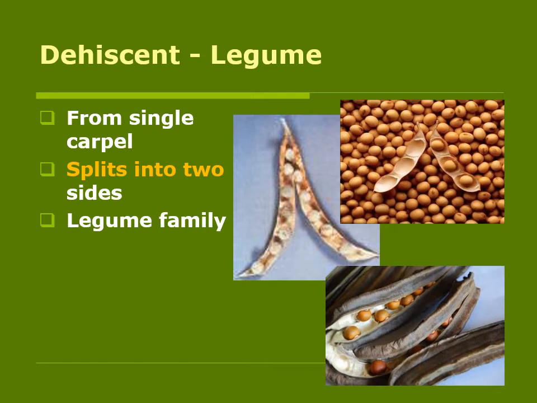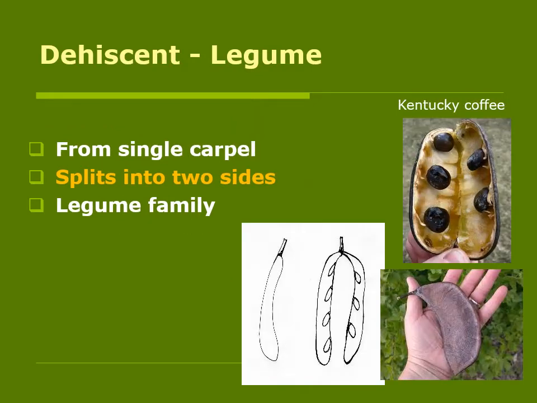But if you look at a more natural legume plant, as they mature, the seed pod splits open into two and the seeds roll out. Some pretty good, cool examples: Kentucky coffee tree, really big seed pod or fruit, which splits into two, and then of course the seeds can fall.